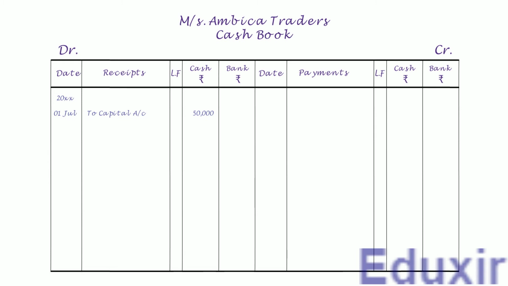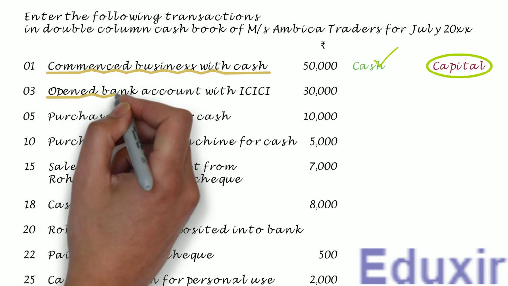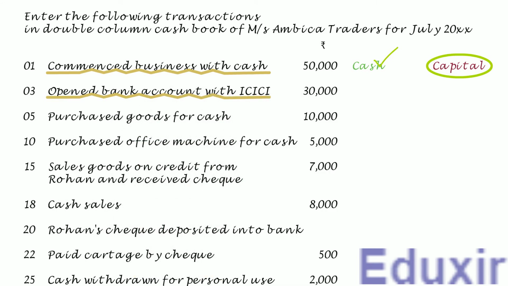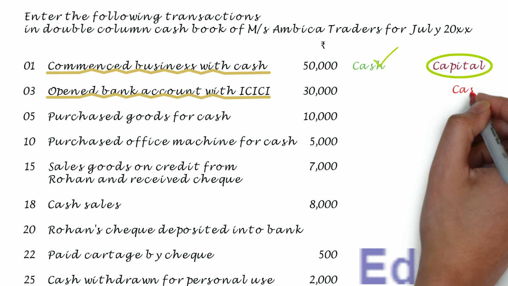Let us now take up the next transaction. In this transaction, the business has opened a bank account with an initial deposit of 30,000 rupees. Note that when depositing into the bank, the businesses take the cash available with them and deposit it into the bank. In the previous transaction, the business commenced with 50,000 rupees. From those 50,000 rupees, the business is depositing 30,000 rupees into the bank. When the cash is taken away to deposit into the bank, the cash asset available with the business will be decreasing. The rule to record any decrease in the asset is to credit the corresponding asset's account. In this case, the cash account should be credited.